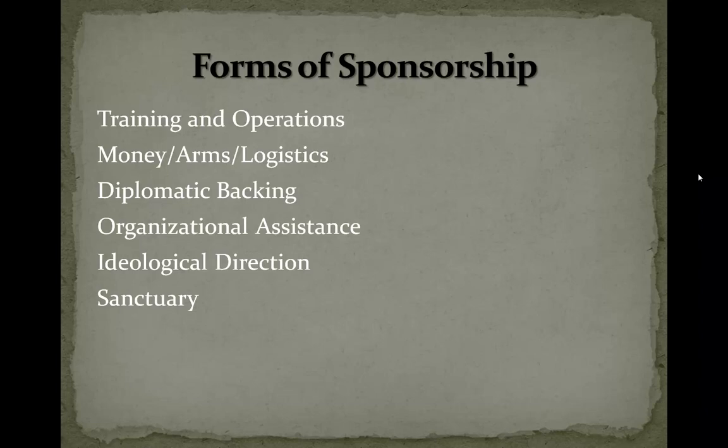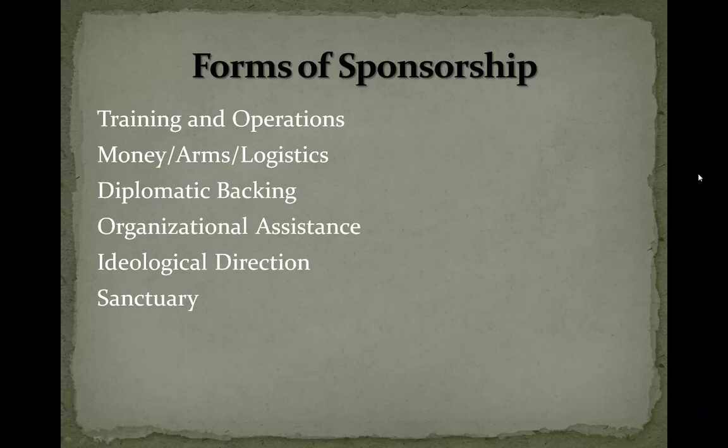A similar type of sponsorship is the right of transit, basically allowing groups to move through your country or to receive aid from another country through your borders. For example, Syria allows Iran to funnel aid to Hezbollah by doing it through Syria, from Syria into Lebanon. And so that's not exactly providing sanctuary to the group, but it certainly is along the same lines.